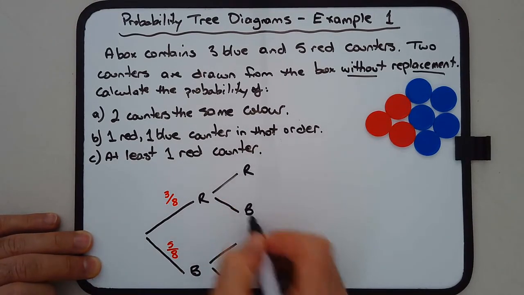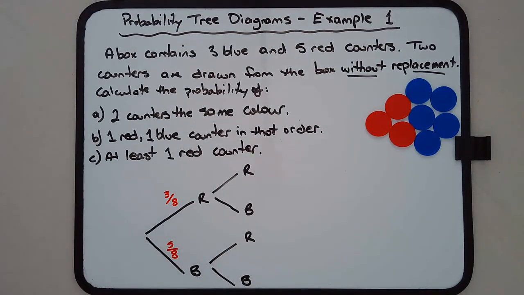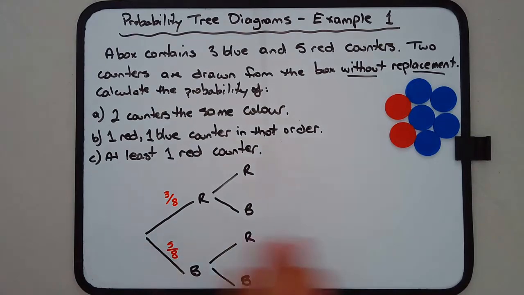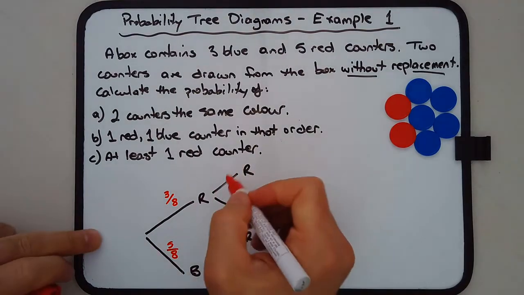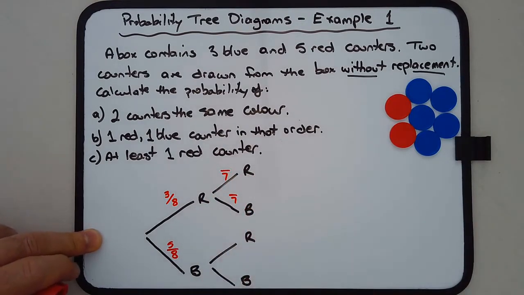So basically what we're doing is repeating the experiment again. This time around though, we've now got one less counter. So let's say, for example, I've drawn a red. How many counters have I got left? There's now 7. So the denominators of the branches in stage 2 are all going to be over 7.